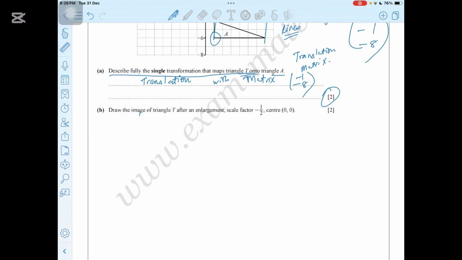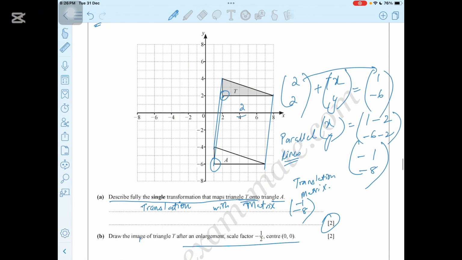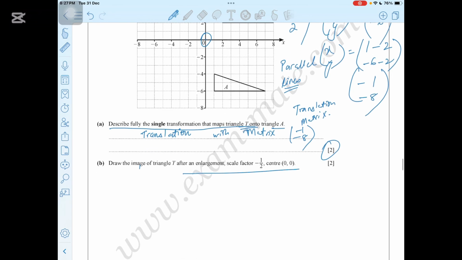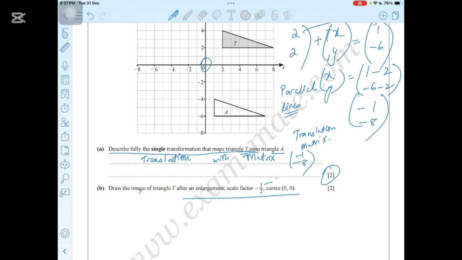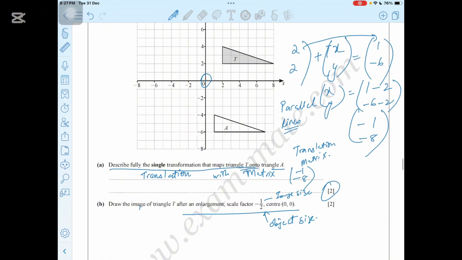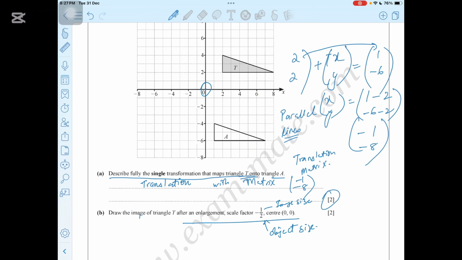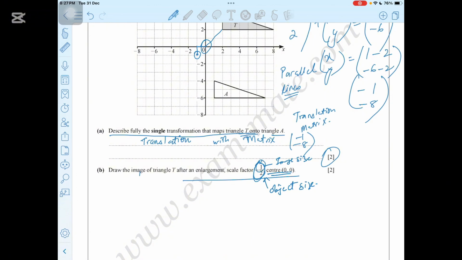So we get the 2 points. Draw the image of the triangle T after an enlargement, scale factor -1/2, right? So this is the triangle, right? And this is the center, right? So it has to be -1/2. This has to be our image size, and this has to be our object size, right? Since we are given the center 0, 0, and it has to be -1/2, this is 2 up and 2 on the right, so the negative part would make it the opposite, right? This would be -1 and -1, right? And this is because we have to move 1 in the image size, right?